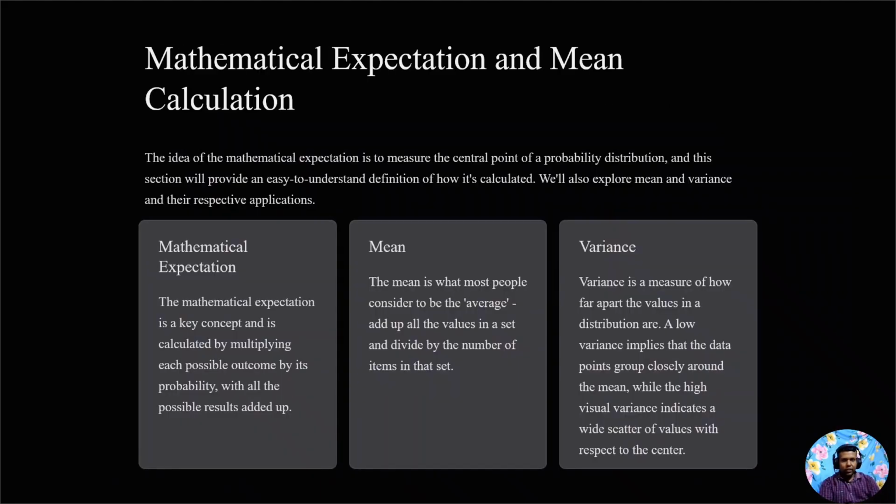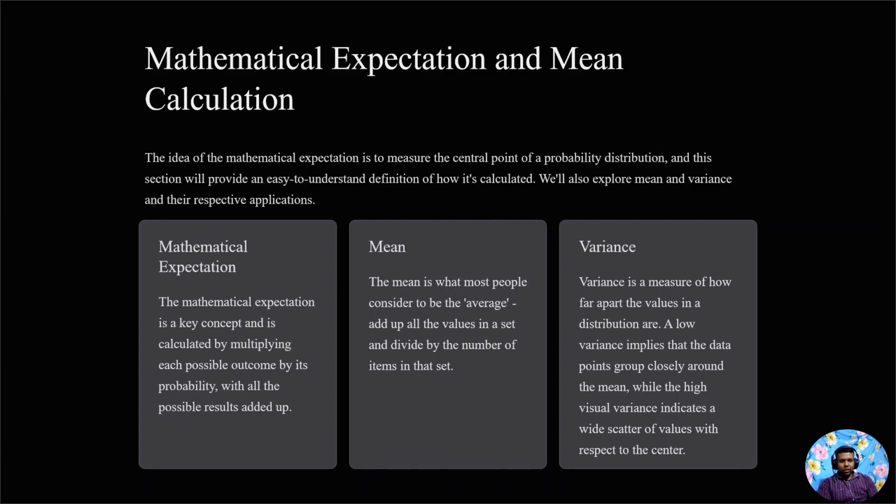Now let's see mathematical expectation and mean calculation. The idea of the mathematical expectation is to measure the central point of a probability distribution, and this section will provide an easy to understand definition of how it is calculated. We will also explore mean and variation and their respective applications.